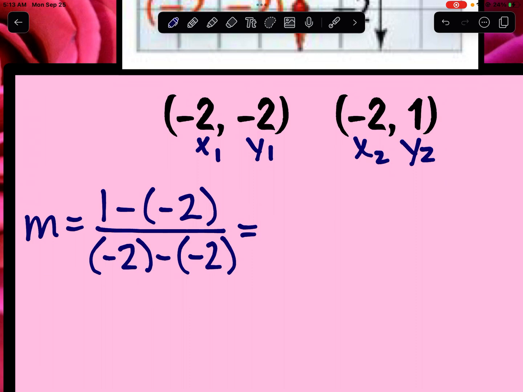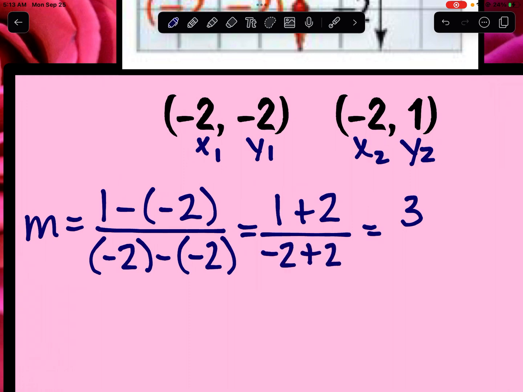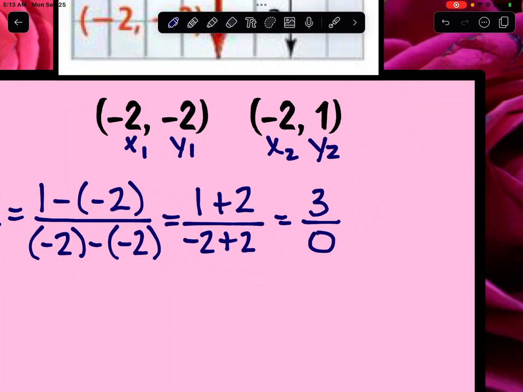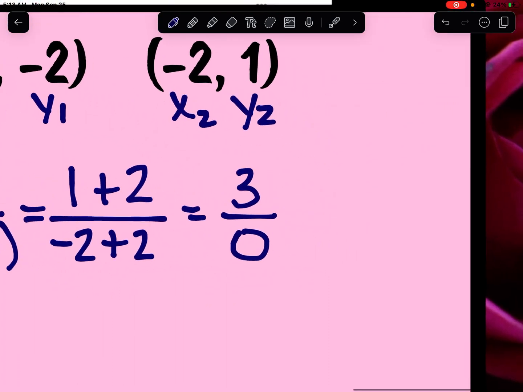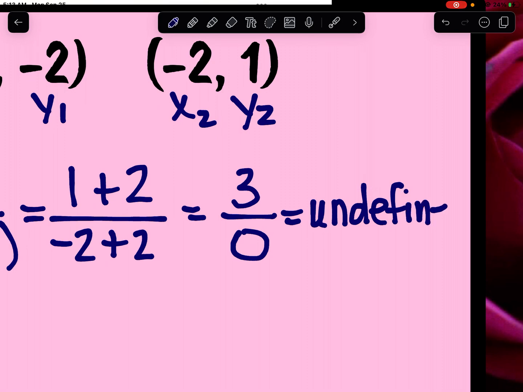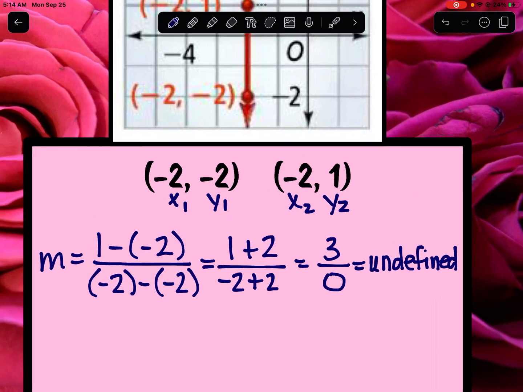Oops, my brain's going a little faster than my hand. Which equals 3. And then negative 2 minus a negative 2 is negative 2 plus 2, which is going to give me 0 on the bottom. When 0 is on the bottom, that is undefined. That slope is undefined, and that line is a vertical line.